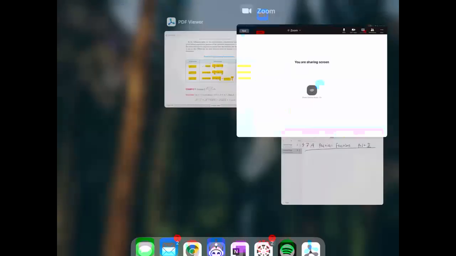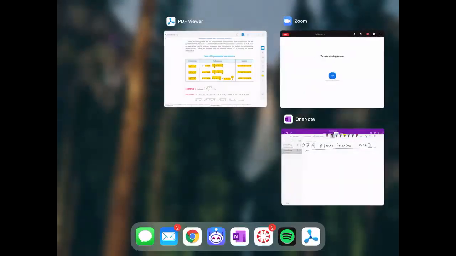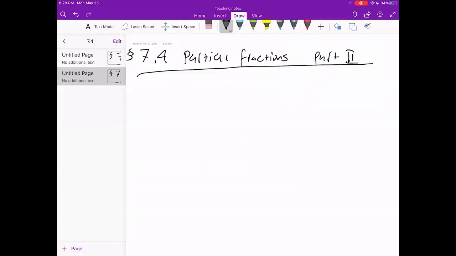Okay, so we are now on part 2 of section 7.4. We're going to continue on with partial fractions. Before we continue, we saw last time how to divide polynomials, and that if the degree of the numerator was greater than or equal to the degree of the denominator, we were able to do that and get something that was easier to integrate.